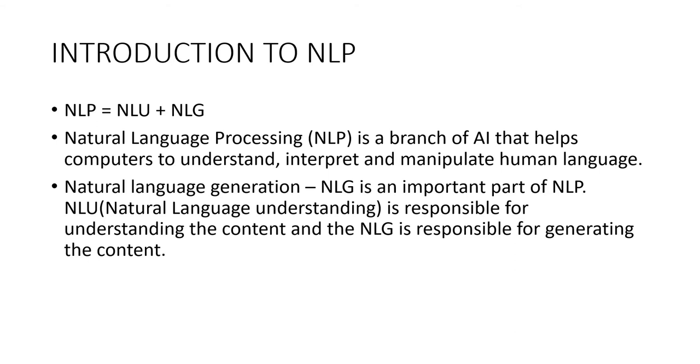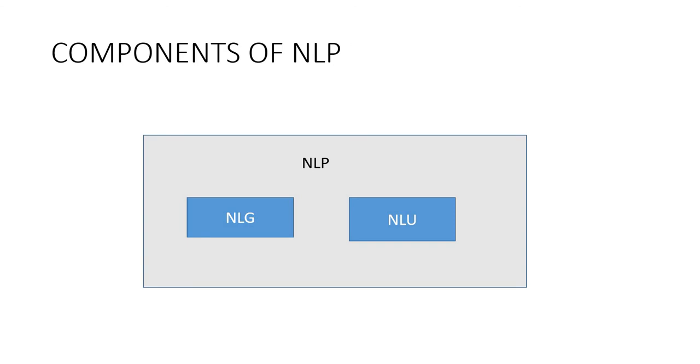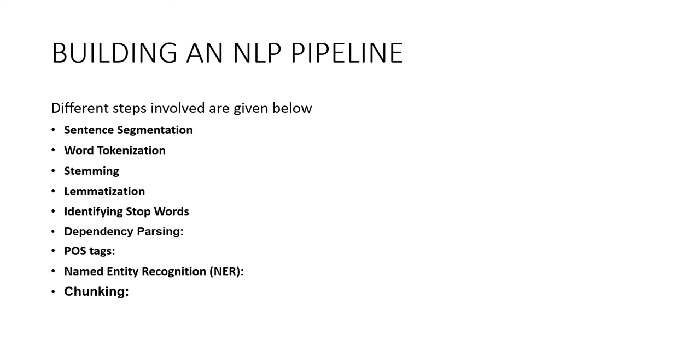This is a beautiful equation. NLP is equal to NLU plus NLG. NLU, natural language understanding. NLG, natural language generation. See, NLG is an important part of NLP. NLU is responsible for understanding the content, and NLG is responsible for generating the content. So this is a simple introduction, and this is the pictorial representation of NLP, that is NLU plus NLG.